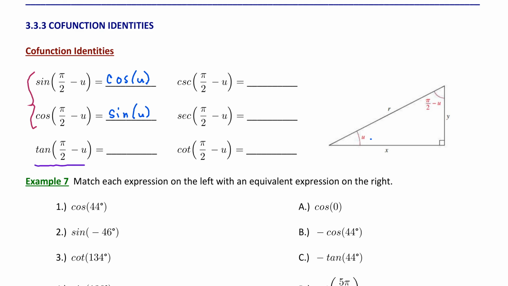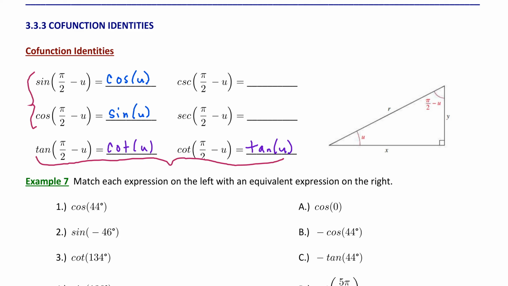Let's examine tangent of pi over 2 minus u on our right triangle. Remember, tangent is TOA, or opposite over adjacent. So tangent of pi over 2 minus u gives us the ratio x over r. But from the perspective of angle u, that's adjacent over opposite. So tangent of pi over 2 minus u is equal to cotangent of u. And with similar analysis, we would find that cotangent of pi over 2 minus u is tangent of u. So tangent and cotangent make a cofunction pair.